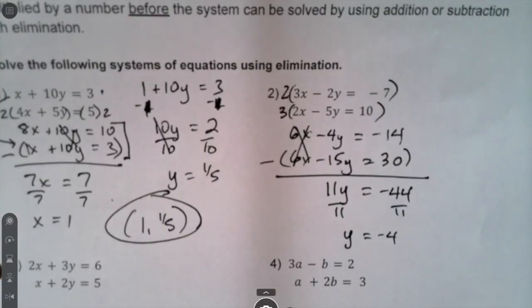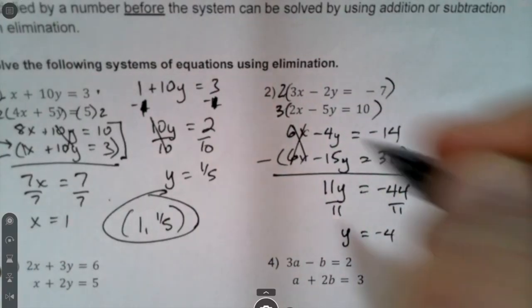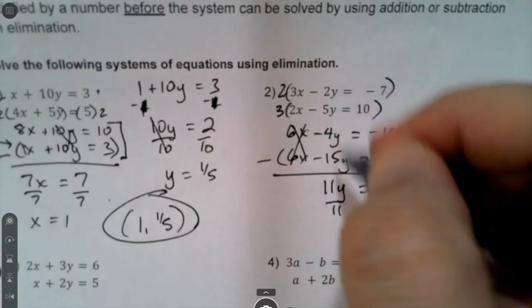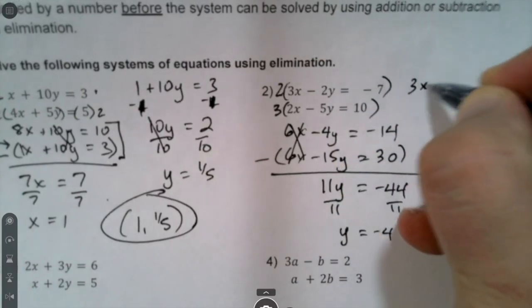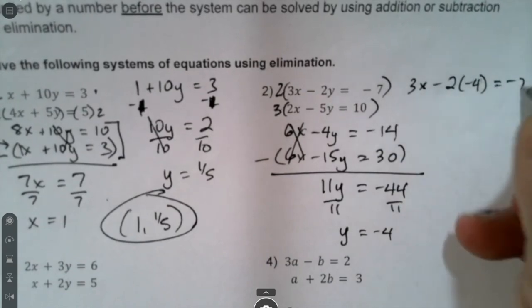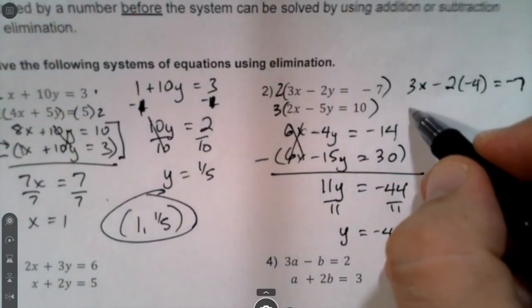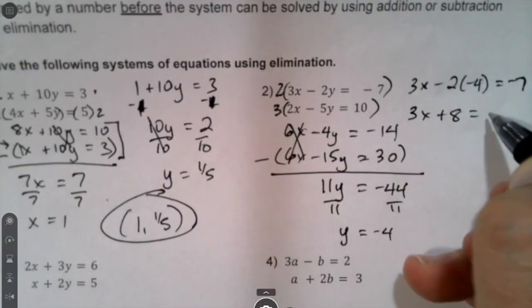I would tend toward using the originals because they have smaller numbers, but you could get it correct plugging negative 4 in for y for any of the 3. I'll just do the top one like I always do. So I plug in negative 4 for y. Negative 2 times negative 4 is positive 8.